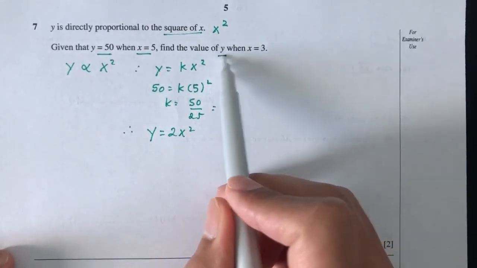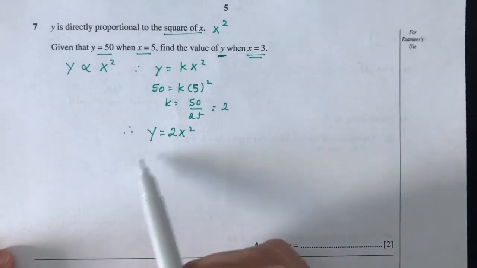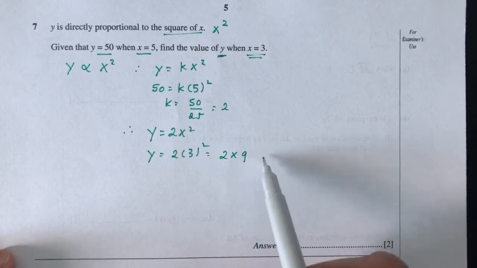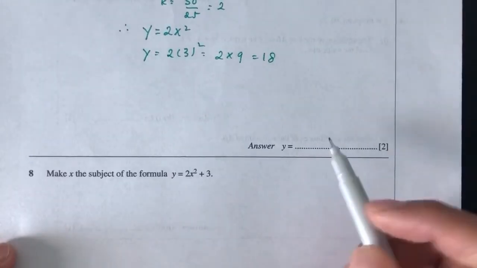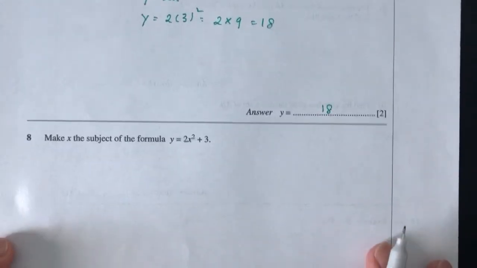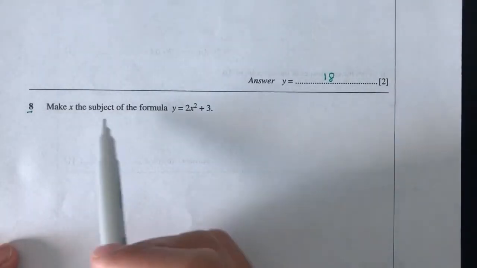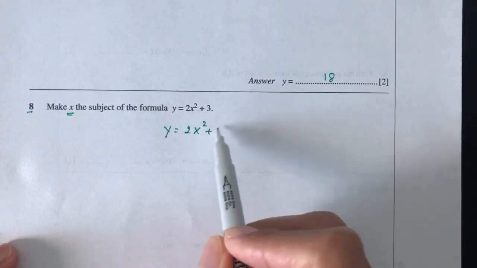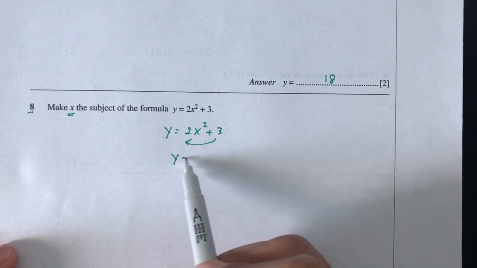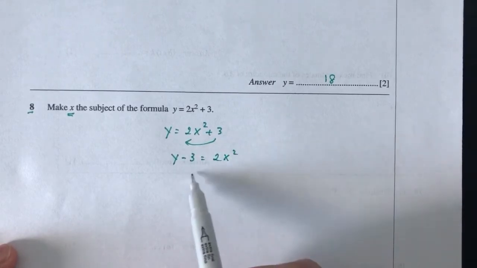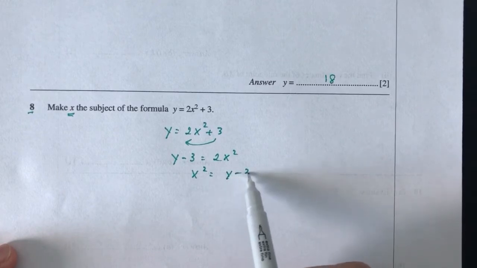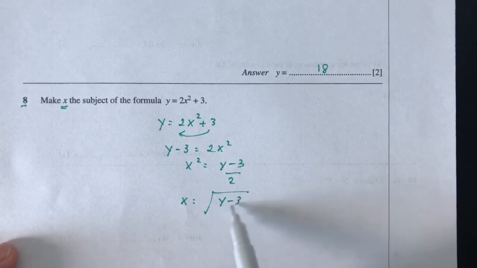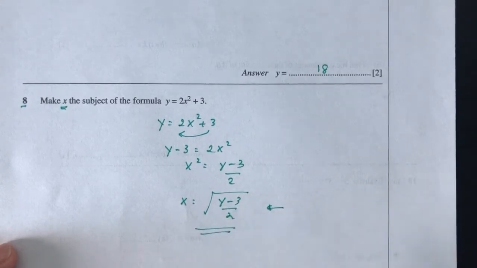So now the question is, find the value of y when x equals 3. So y equals 2 times 3 squared. So 2 times 9 will be 18. And 18 will be the value of y for question number 7. So now question number 8. Make x the subject of the formula. So we have y equal to 2x squared plus 3. We send 3 over here, we have y minus 3 equal to 2x squared. So x squared will be (y minus 3) divided by 2. So x will be the square root of this fraction. So that is your answer for question number 8.